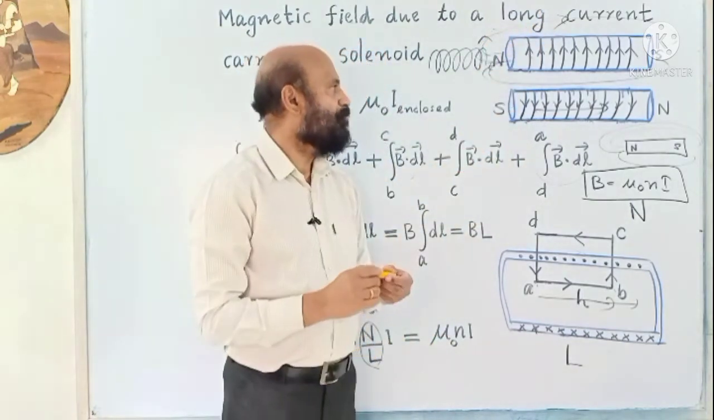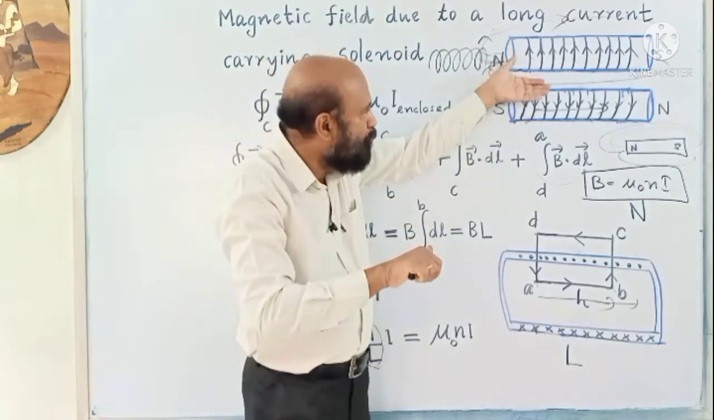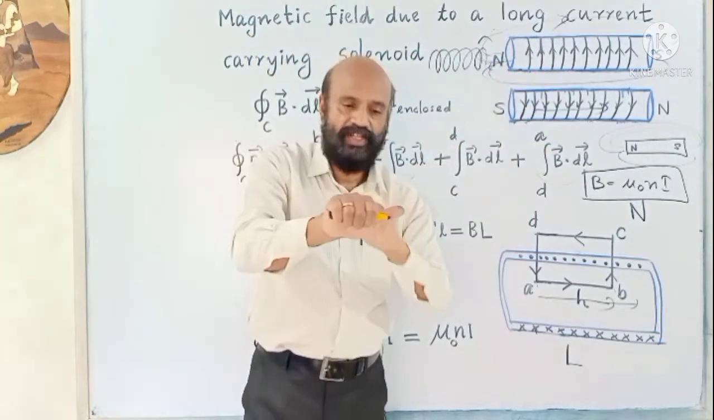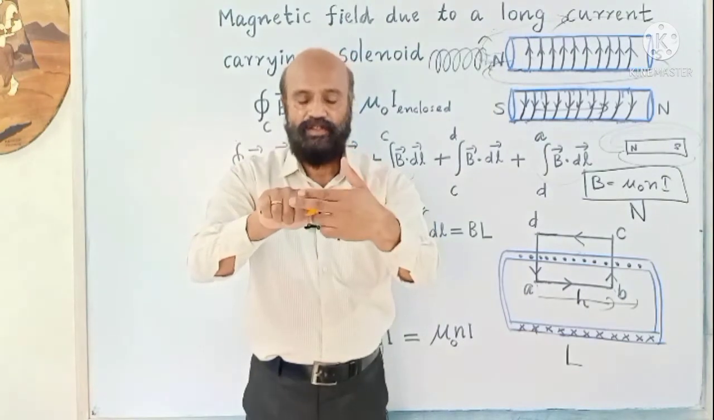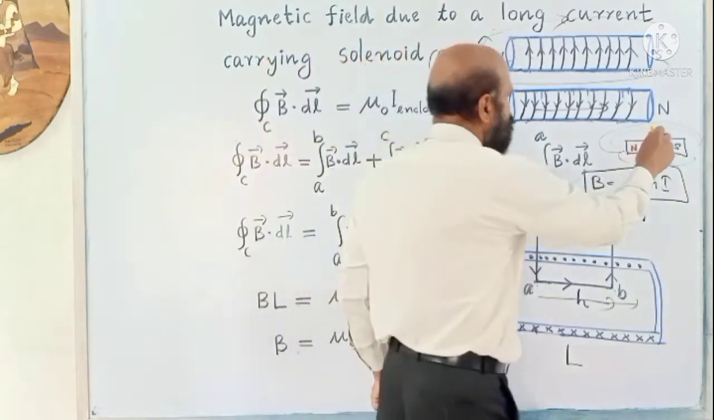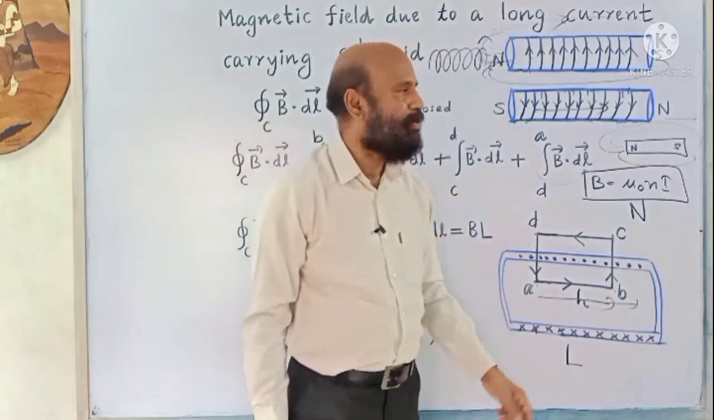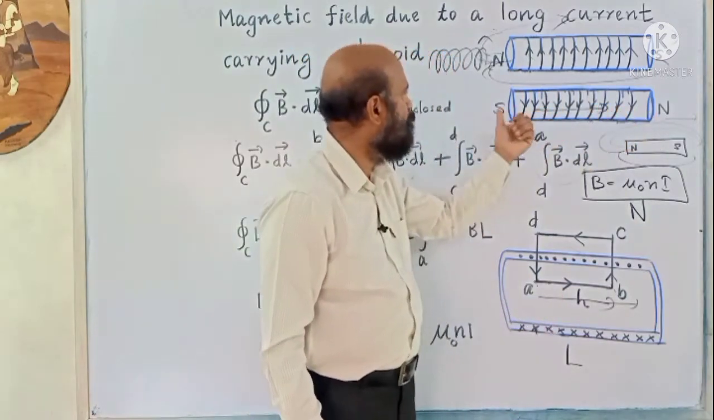In this case, direction of the current is along this direction. So the magnetic field is that side. So one end of the coil will behave like a north pole, the other end a south pole.